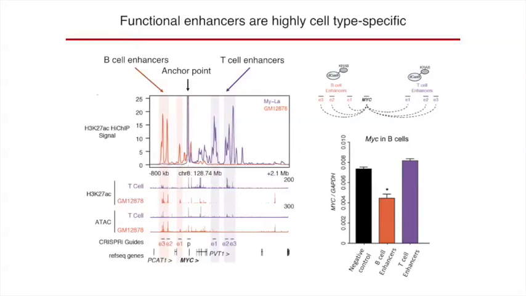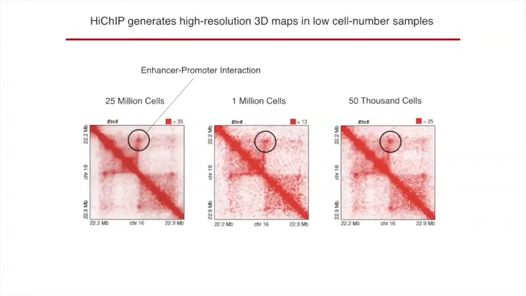So T cells, colored in purple here, have enhancers that go off to the right of the gene, and B cell enhancers go off to the left, right? And we can then validate these enhancers using our own CRISPR-I experiments and show that knocking down the appropriate enhancer in the appropriate cell type leads to loss of MYC expression, and not the inappropriate enhancers.